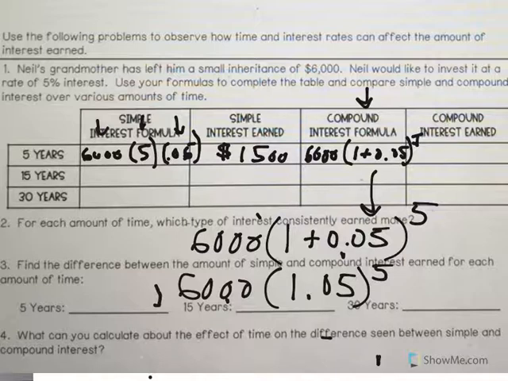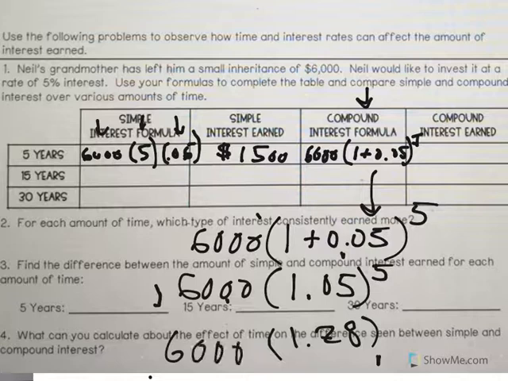1.05 to the 5th power gives us 1.28, I'm going to round it, times 6,000. So 6,000 times 1.28, you can put that in your calculator. That gives us $7,680 right there. That seems a little off. I better check my math.